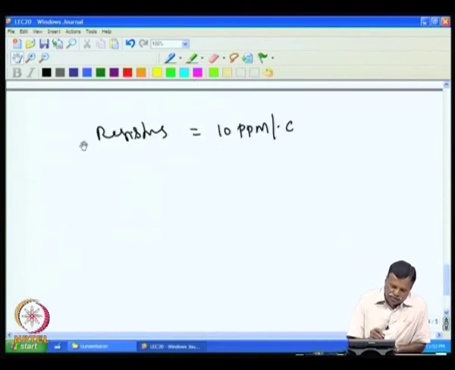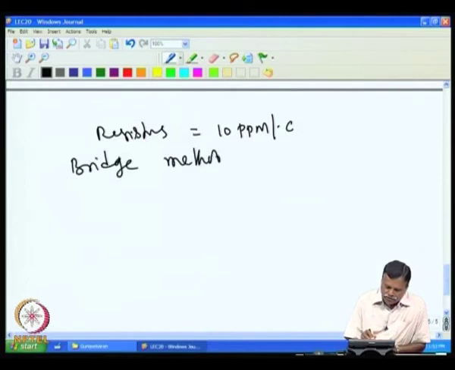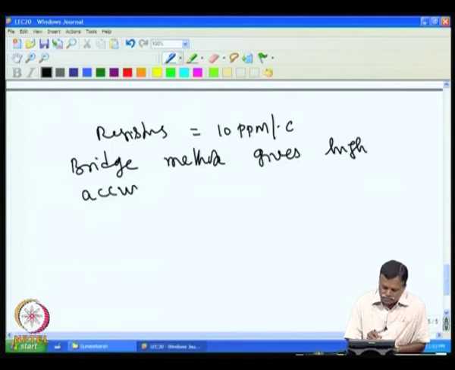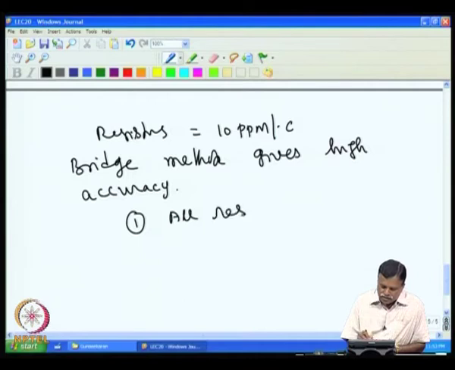So, the bridge method gives high accuracy. In this case the temperature effect is 1, because all resistors have the same temperature coefficient.